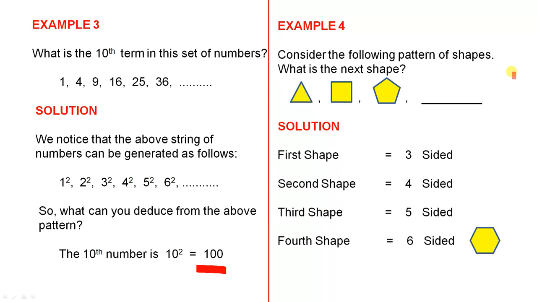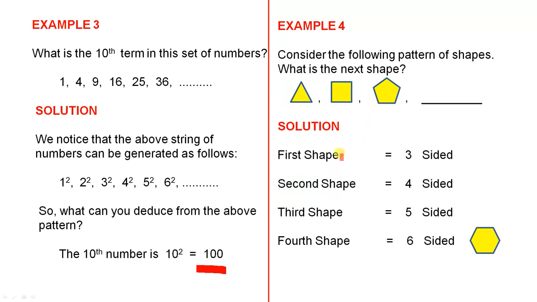Example 4. Consider the following pattern of shapes. What is the next shape? Look at it carefully. You've got a triangle, a square, and a pentagon. Now, can you see any obvious pattern there?